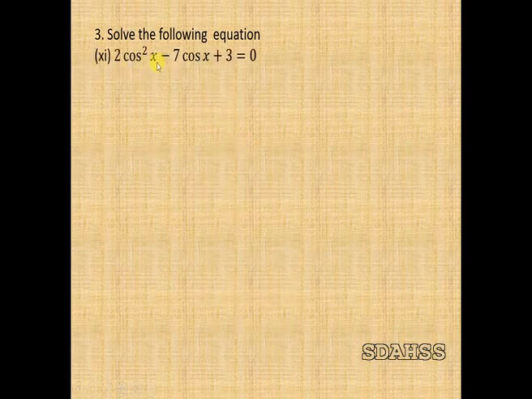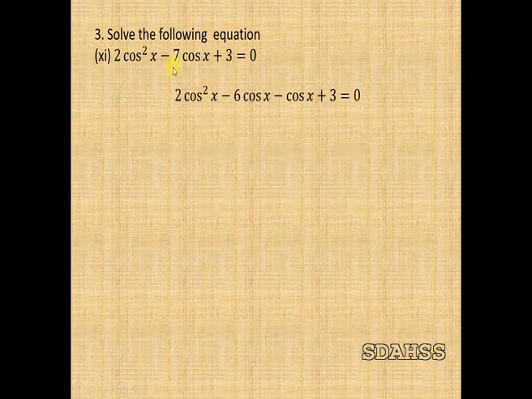11th sum. 2 cos square x minus 7 cos x plus 3 is equal to 0. Minus 7 cos x can be written as minus 6 cos x minus cos x. Keep the first and the last term as it is. You have to factorize here. The sum is minus 7 and the product is 6. 6 can be written as minus 6 into minus 1. So 2 cos square x minus 6 cos x minus cos x plus 3 is equal to 0.